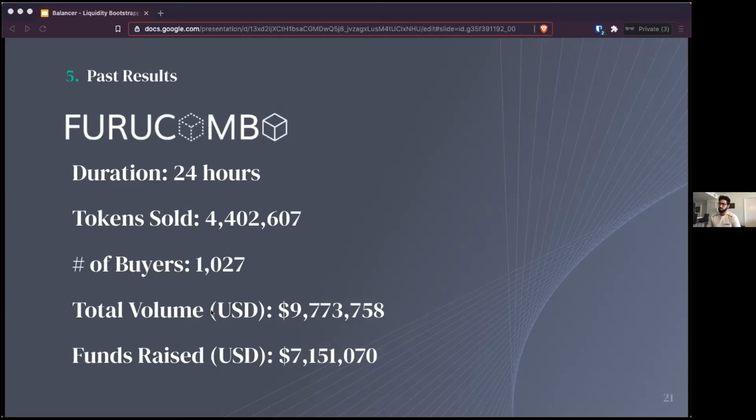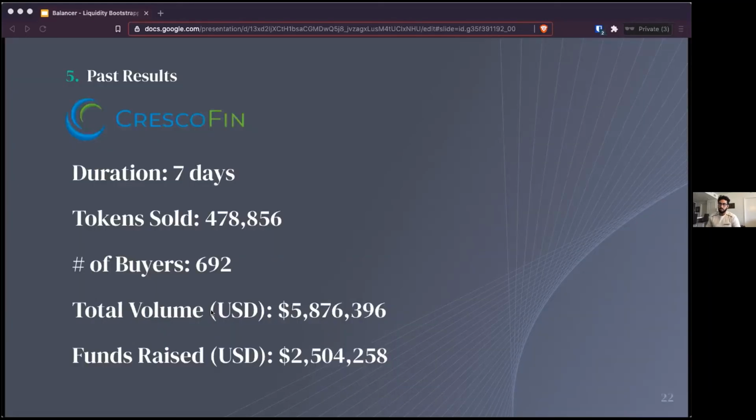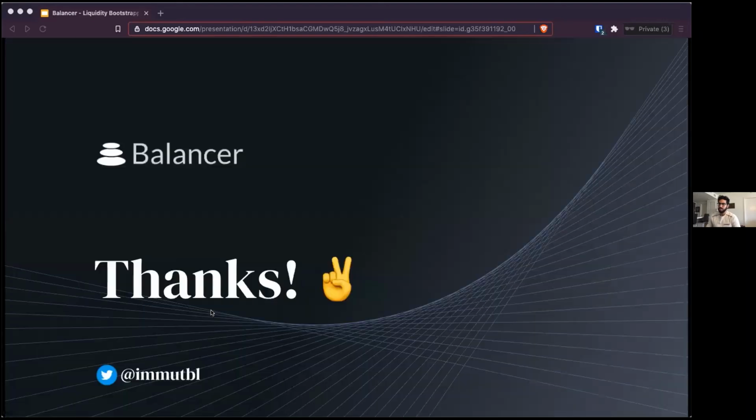Another example, Cream Combo 24-hour sale, almost 1.5 million tokens sold to over 1,000 buyers, and they raised over 7 million USD in value. I think it was USDC. This is an example of a smaller scale sale by Cresco Fin. They went for 7 days, and they raised $2.5 million with 690 investors. So yeah, I'll end here.